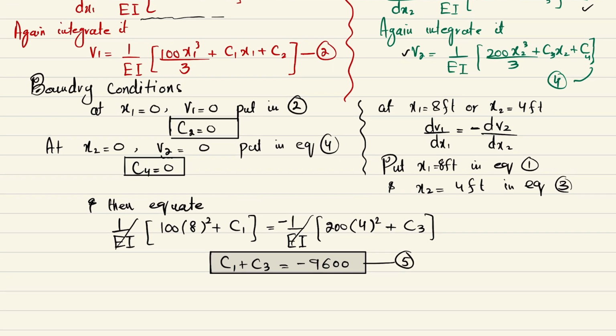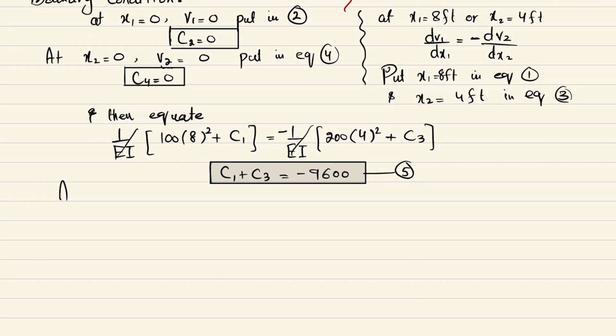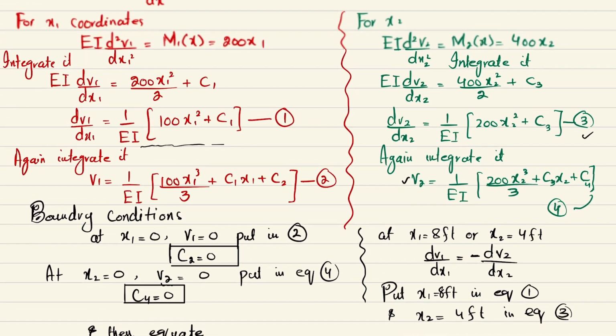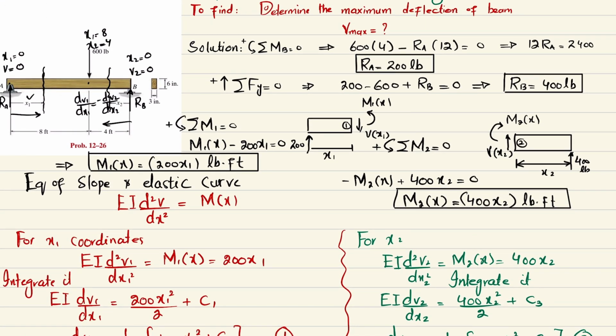The last boundary condition is that at x1 is equal to 8 feet and x2 is equal to 4 feet, we have v1 is equal to v2. The deflection will be the same. So at this point, if I draw it, both deflections v1 and v2 are equal, v1 is equal to v2.